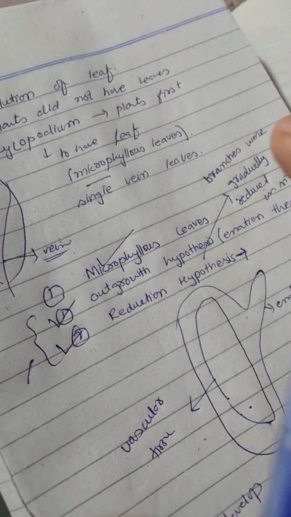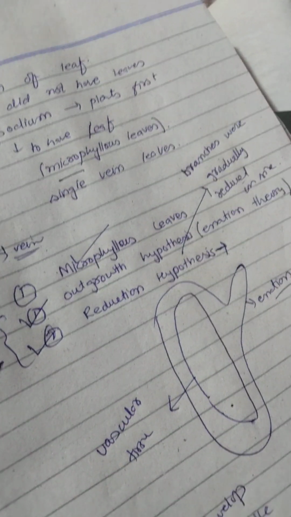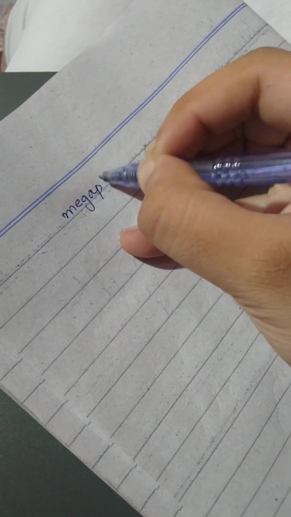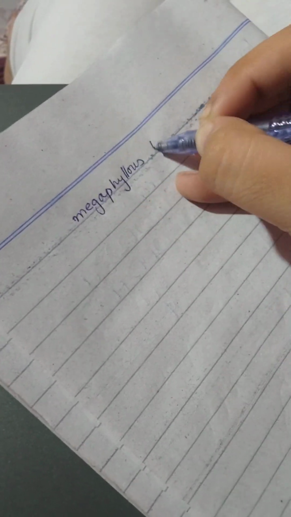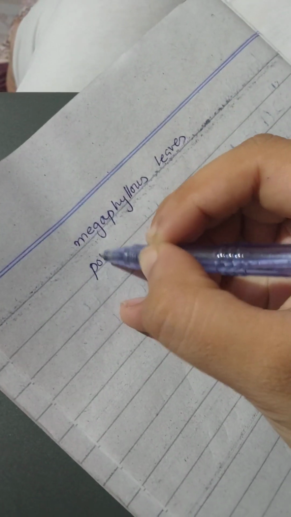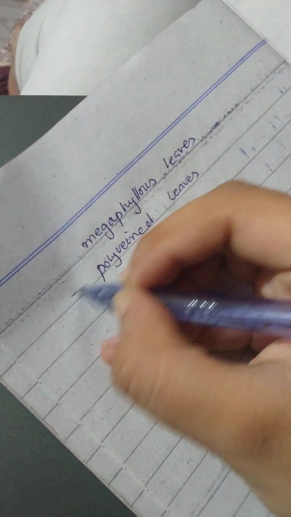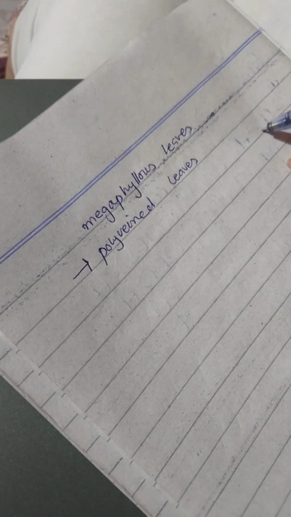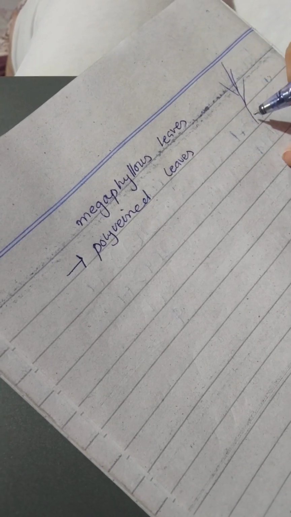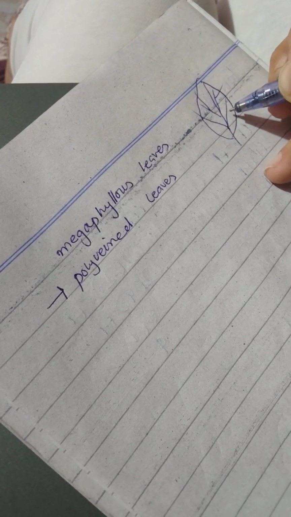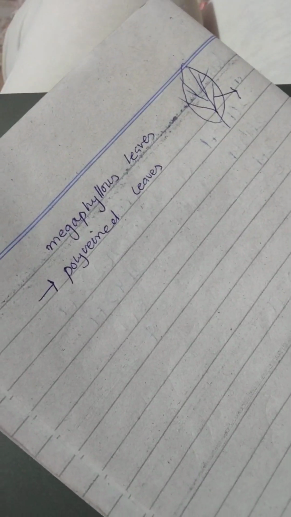Now let us talk about the theory for the megaphyllous leaves, the evolution of megaphyllous leaves. Okay, what are these? Basically, polyveined leaves are known as megaphyllous leaves. For example, it contains a lot of veins, right? That's why it is known as polyveined leaves, right?